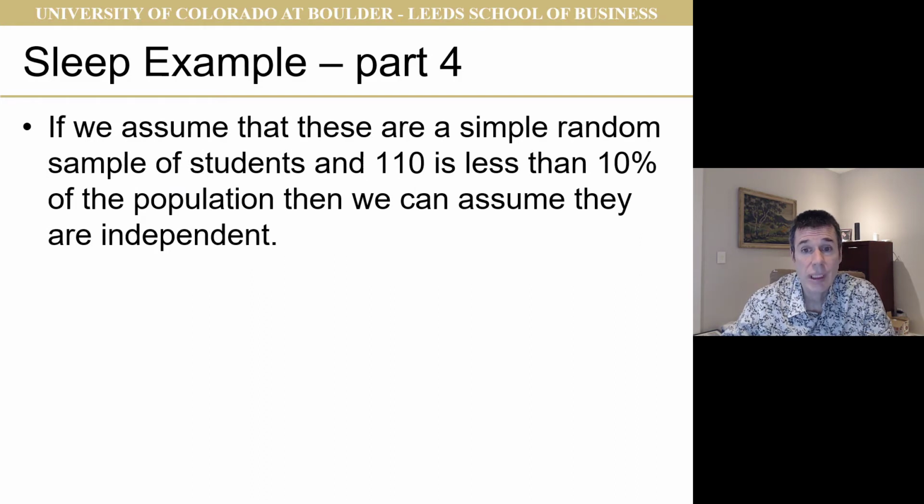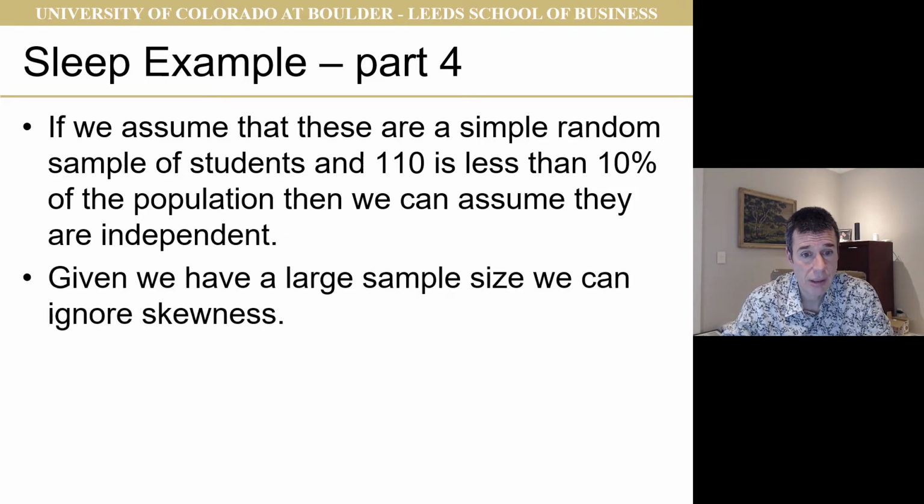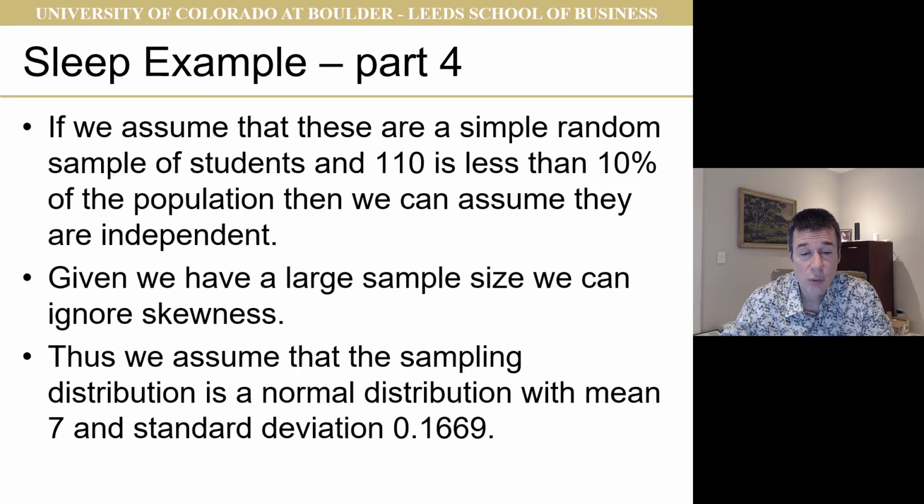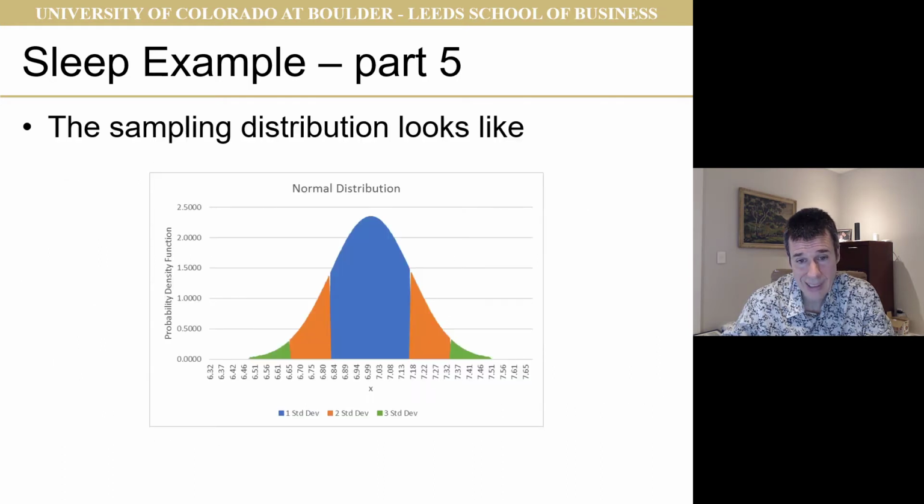If we assume that these are a simple random sample of students and 110 is less than 10% of the population, then we can assume they're independent. Given we have a large sample size, we can ignore skewness. Thus, we can assume that the sampling distribution is a normal distribution with mean 7 and standard deviation 0.1669. Again, this mean is the null hypothesis.